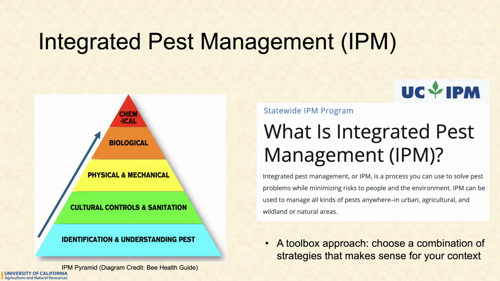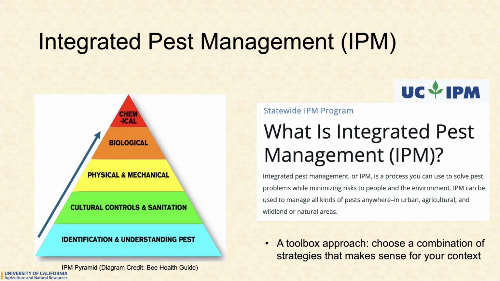So you get to choose a combination of strategies that make sense for your context. It's going to look different depending on your goals and your constraints and opportunities on your farm. But traditionally, IPM is often shown as this kind of triangle where you start at the base here with identification and really understanding the pest, which is what I just covered for cucumber beetles. And then you can explore all kinds of different strategies like cultural controls, sanitation, physical or mechanical methods, biological control, and then chemical is shown at the top here just to symbolize, you're not going to do this first.